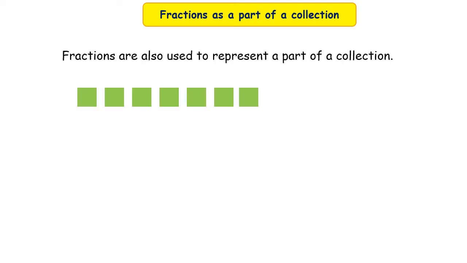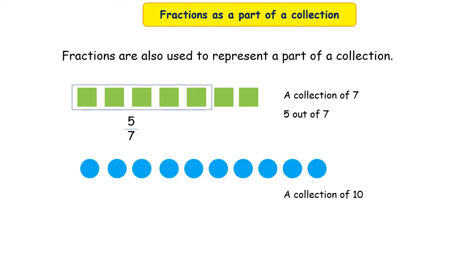A fraction can also be defined as a part of a collection. You have multiple boxes like this. Suppose you have 7 boxes. You are taking just 5 of them. Then you can represent this as the fraction 5 over 7, meaning out of 7 total boxes, we are considering 5 boxes.